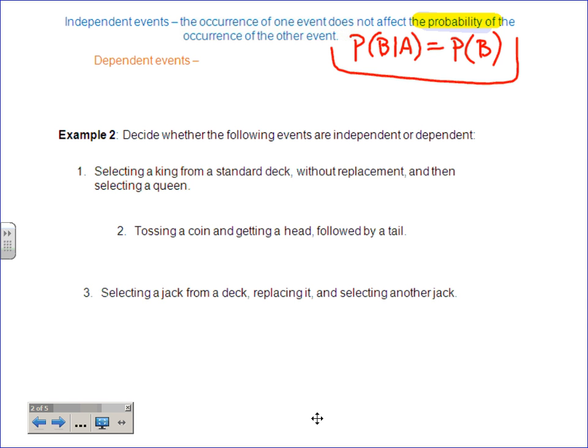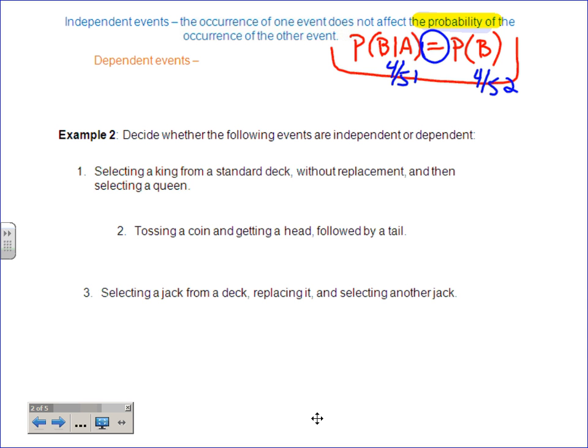I used example 1 as a reference here. Did knowing that a king was drawn affect it? So basically, the probability of B given A was 4 out of 51, correct? And if I just would have looked at the probability of B, with no king ever drawn, it'd be 4 out of 52, agreed, in that first example. So were they independent? No, because they didn't equal. They have to equal. Yep, that's huge.